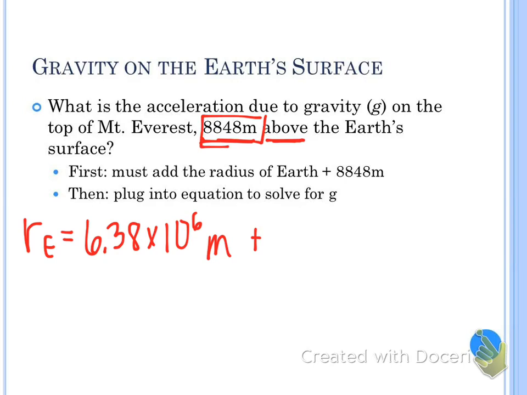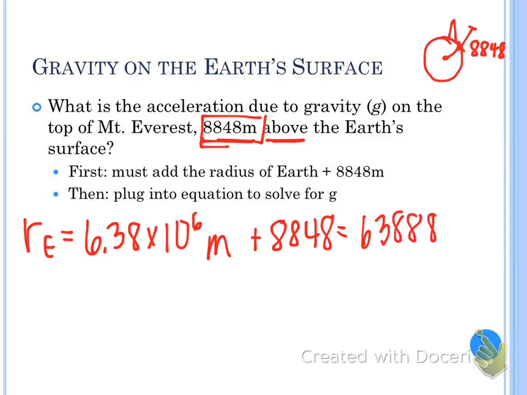Okay, because what we want to do is find the acceleration due to gravity at a location on top of our mountain that is 8,848 meters above the radius of the Earth. And we want our radius to be from the center of the Earth to that location at the top of the mountain. Okay? So we're going to add that together, which gives us that many meters for our radius: 6,388,848 meters.